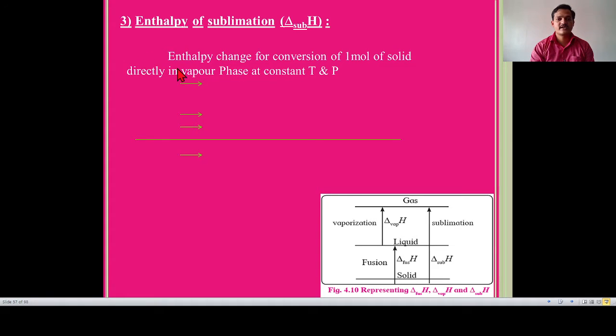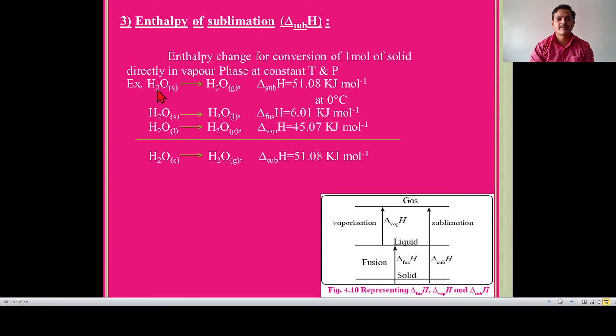Now let us see the definition. Enthalpy change for conversion of 1 mole of solid directly into vapor phase at constant temperature and pressure is called enthalpy of sublimation. For example, we take 1 mole of H2O as a solid. Then H2O solid is directly converted into H2O gas. This is called enthalpy of sublimation, and it has a value of 51.08 kilojoule per mole at 0 degree Celsius.